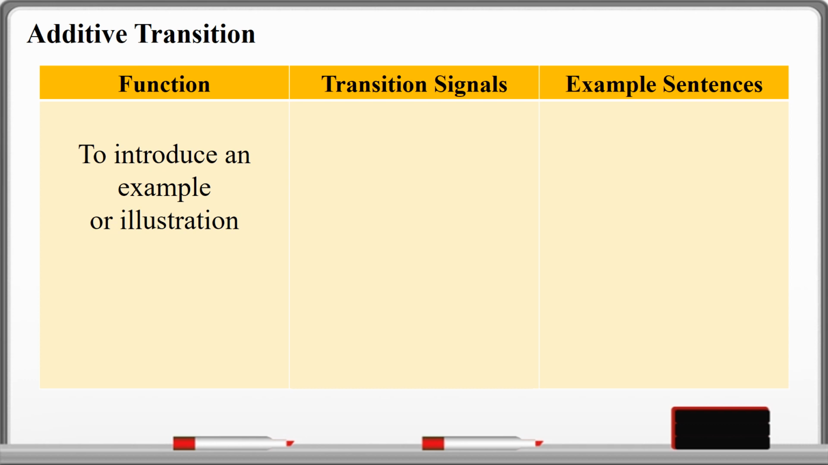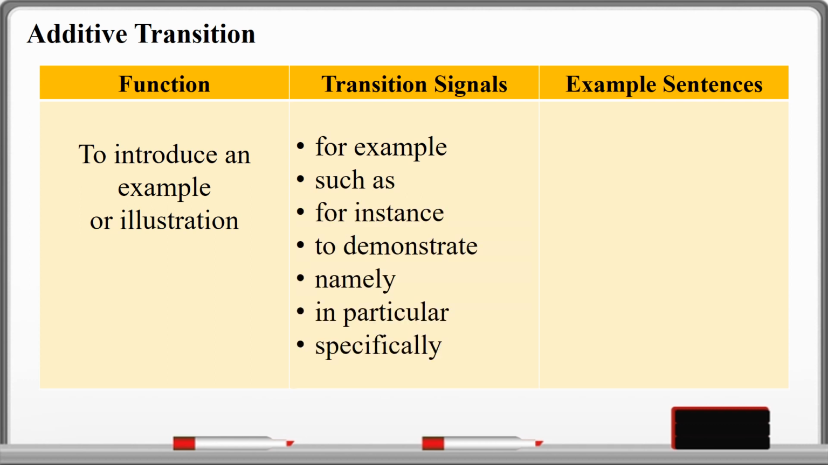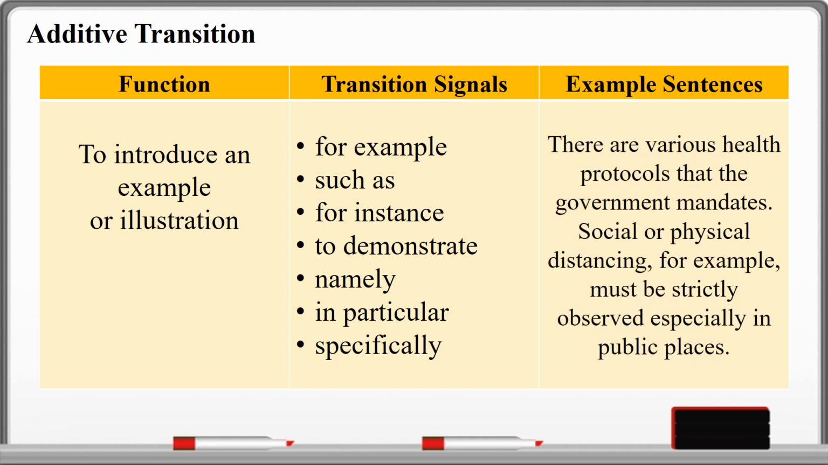To introduce an example or illustration, the transition signals are. Sentence: there are various health protocols that the government mandates. Social or physical distancing, for example, must be strictly observed, especially in public places. In the sentence, we use the signal for example to indicate that social or physical distancing are examples of various health protocols.